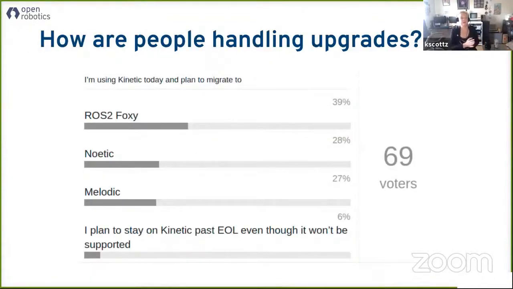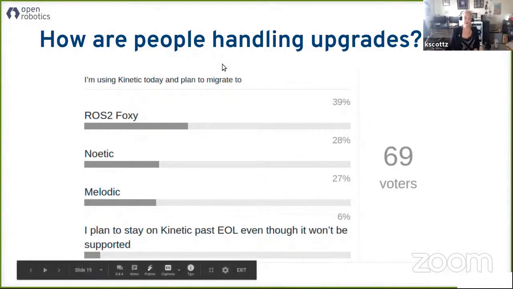So a couple weeks ago, we surveyed ROS users that are using Kinetic, because Kinetic's going to go end of life in Q2 of 2021. And we asked them where they were going. Most of them, about 40%, said that they're moving to Foxy from Kinetic, which is pretty amazing. And then about a quarter said they're going to Melodic, and a quarter are going to Noetic, and about 6% of the respondents are saying, no, we're just going to stay on ROS Kinetic.